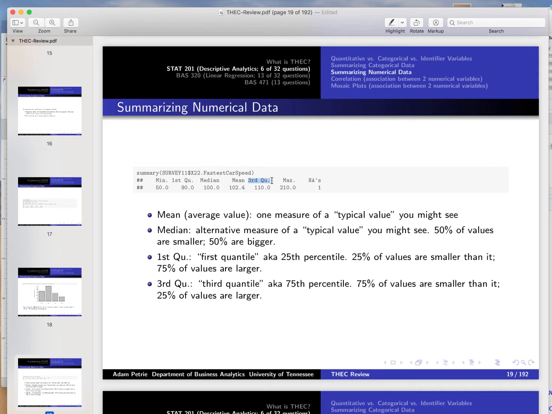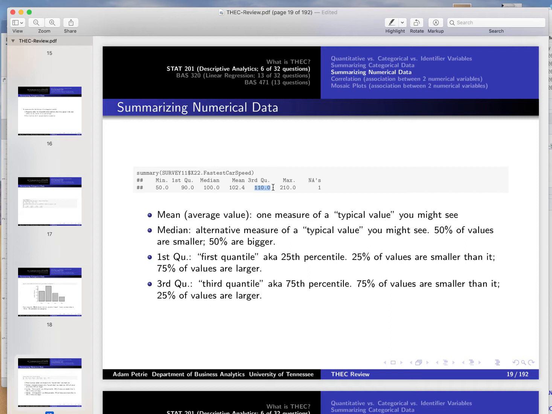I wish that this was labeled a little bit differently, because the first quantile is really just the 25th percentile, in this case 90 miles per hour. The 25th percentile, or first quantile, lets us know that 25% of data values are less than 90. 75% must be bigger than 90 then. And the third quantile, well, that's the 75th percentile. 75% of the responses to this question were less than 110. 25% must have been greater than that.